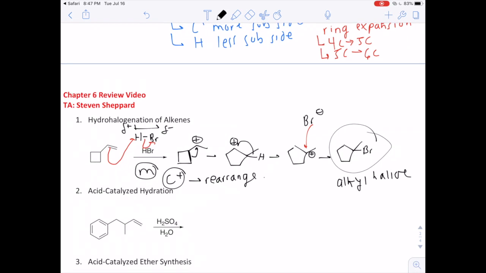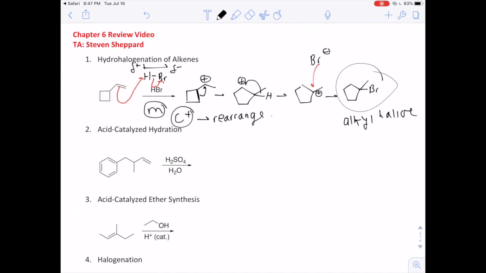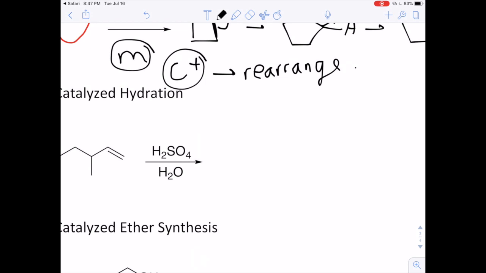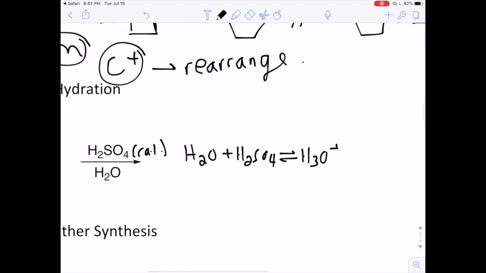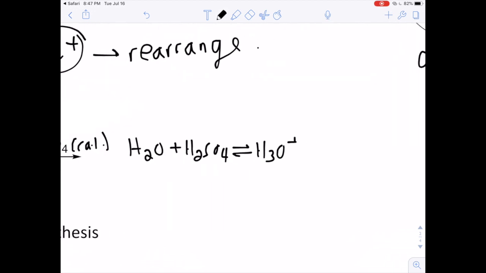Okay, so for the next reaction, we have acid-catalyzed hydration. So we have two reactants. We have acid and water. Acid acts as a catalyst, so it's going to be regenerated in the product, which we'll see in the mechanism. But we're not really truly reacting with just acid or just water. So really the first thing is there's an equilibrium between water plus sulfuric acid generating hydronium and the deprotonated version of sulfuric acid, which is this.